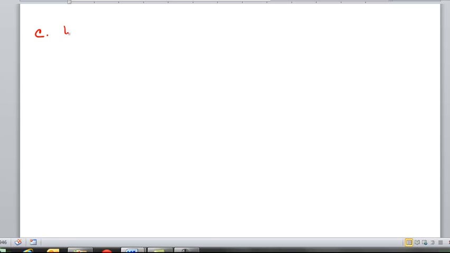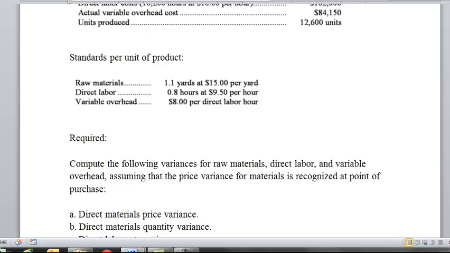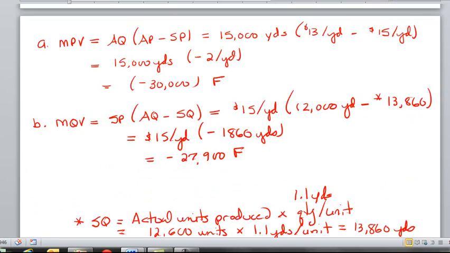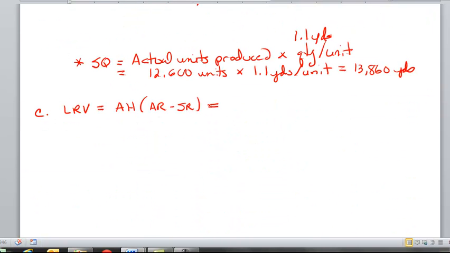C is my labor rate variance. Labor rate variance is my actual hours times the difference of my actual rate minus my standard rate. The actual hours was 10,200 hours. Our actual rate is $10, and our standard rate should be $9.50 per hour. So 10,200 hours times the difference of 10 minus 9.50.